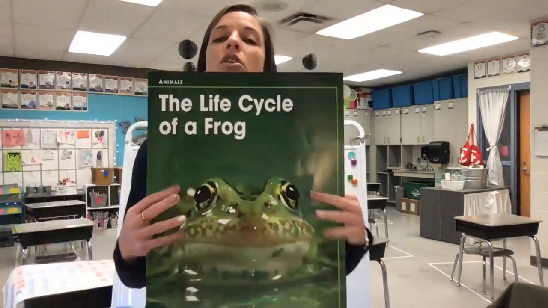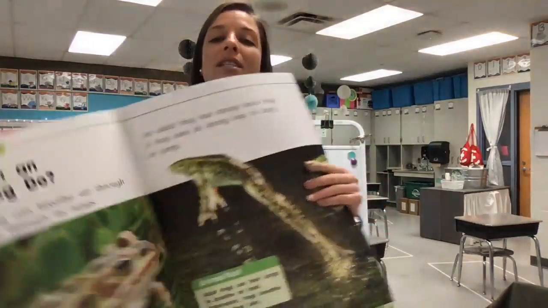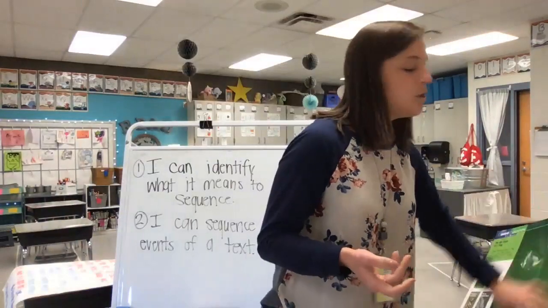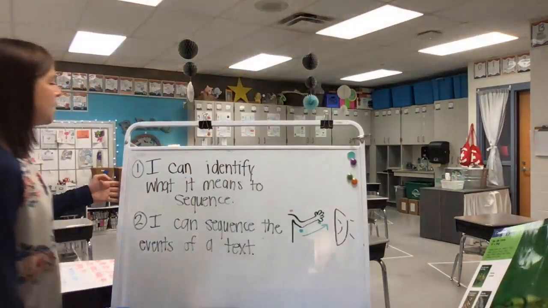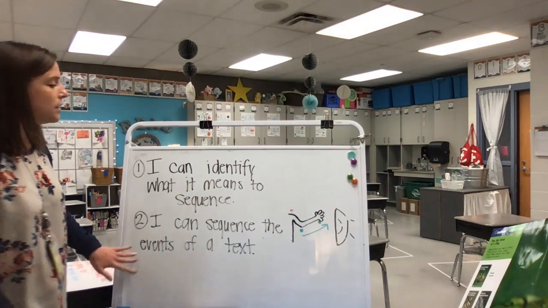Today we're going to continue reading our book, The Life Cycle of a Frog, and talk about the sequence of the frog's life. So our two learning targets today as readers say, I can identify what it means to sequence, and I can sequence the events of a text. So let's sing our sequencing song to help us remember what it means to sequence.